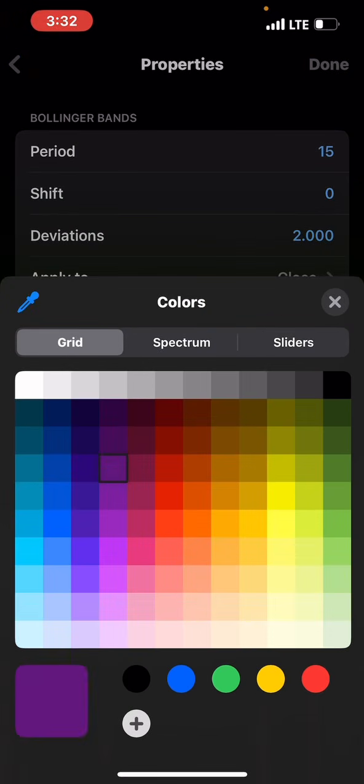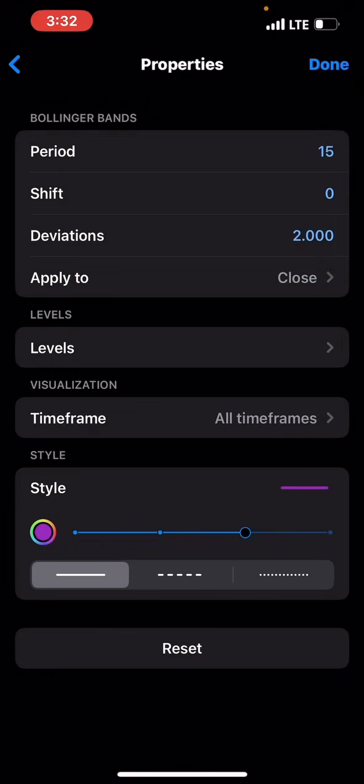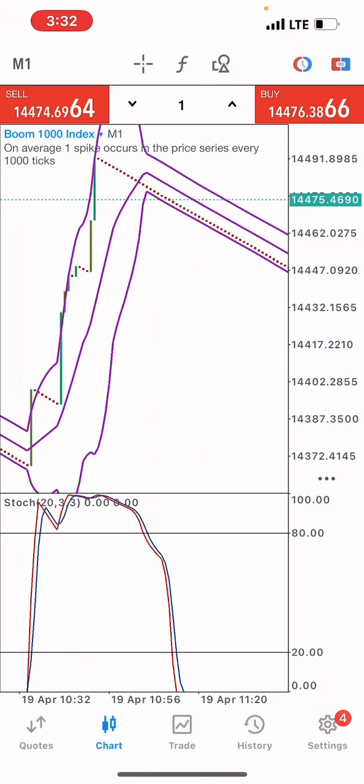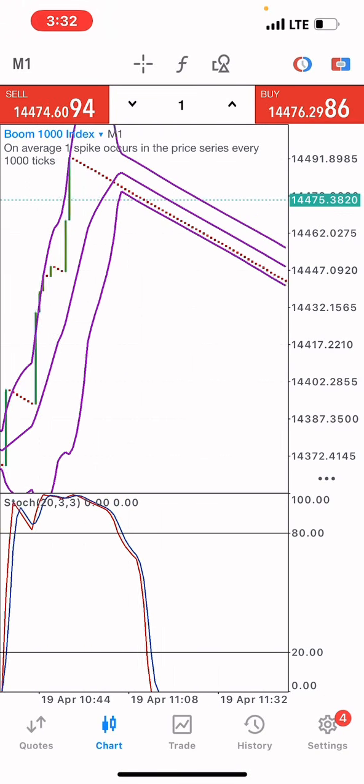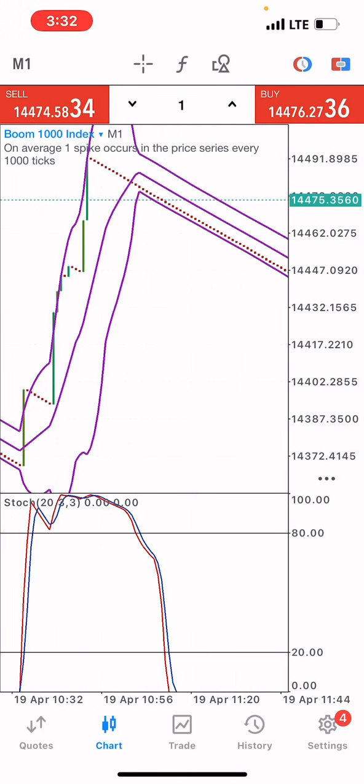Let's change it to purple, right? Let's change it to purple. The reason why I'm changing the color is because I've seen that the other color kind of looks like the same as my candlestick, so I don't want you guys to be confused. So now I've changed it to purple, right?